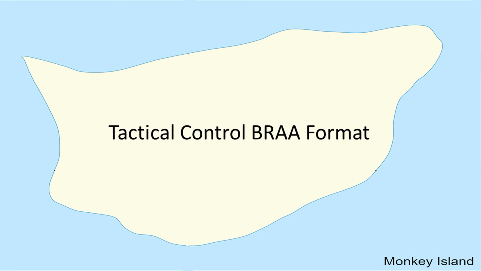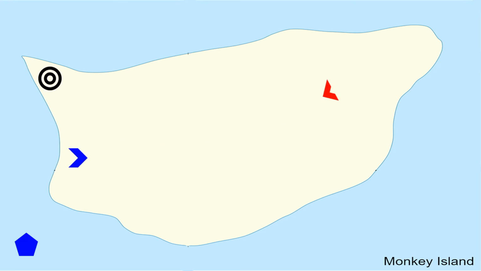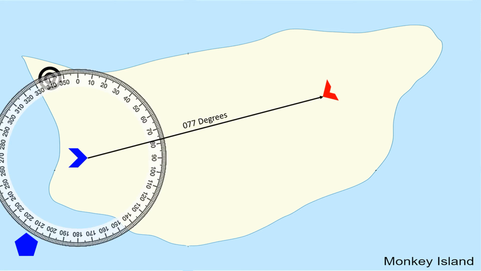Next, we're going to look at the tactical control, specifically using the BRA format. We're still in the same scenario here, but we can see the situation's progressed a little bit. Our fighter's flown inland, and the hostile has turned down towards us and our AWACS. So now that we're in tactical control, all the information that AWACS is going to give us is going to be relative to our position rather than the bullseye.